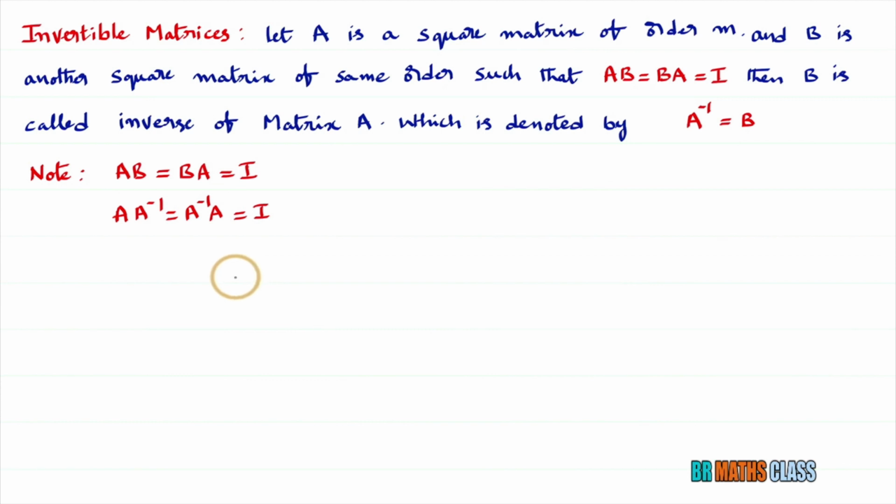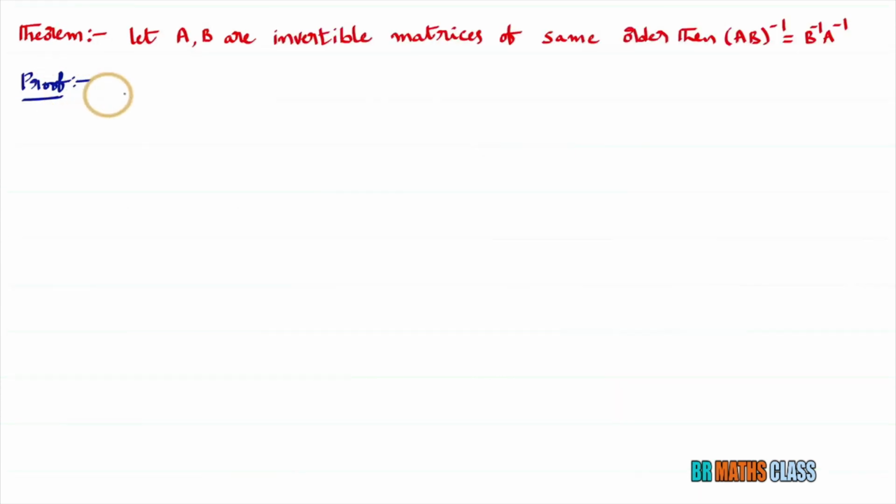Now we are going to learn the theorem related to invertible matrices. Observe this theorem statement. A, B are invertible matrices, that means the inverse of A exists and the inverse of B also exists. A and B are invertible matrices of the same order. Then (AB) inverse equals B inverse into A inverse.